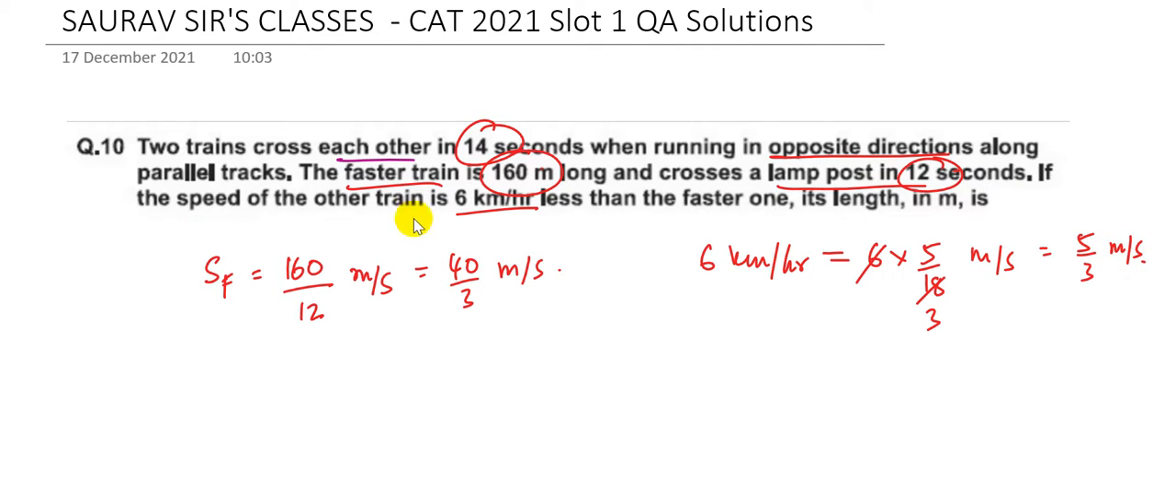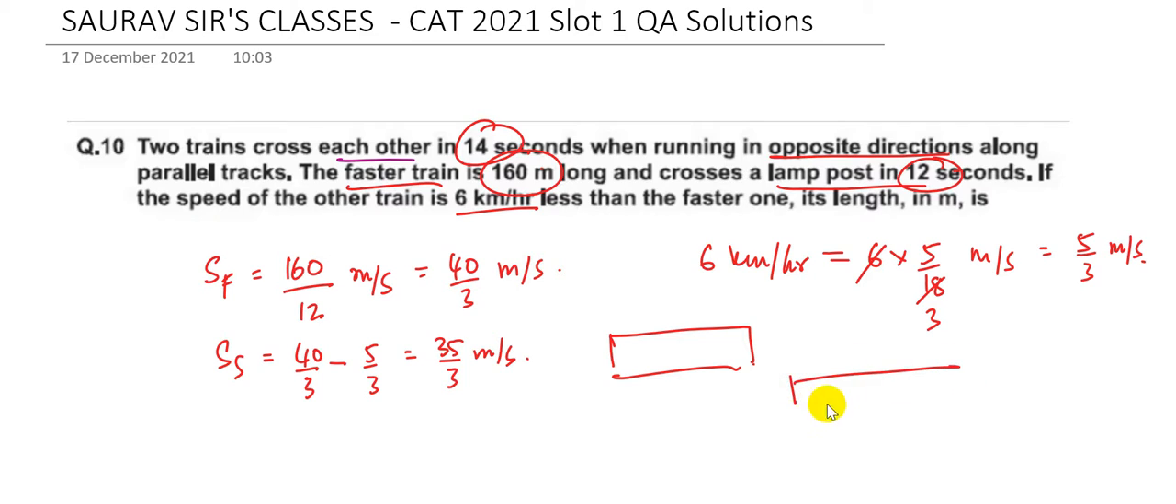That means the slower train will be 5 by 3 meters per second slower than the faster train. So this would be 40 by 3 minus 5 by 3, which is 35 by 3 meters per second. Now we have the speeds of both the trains, and we are told that the faster train is 160 meters long.